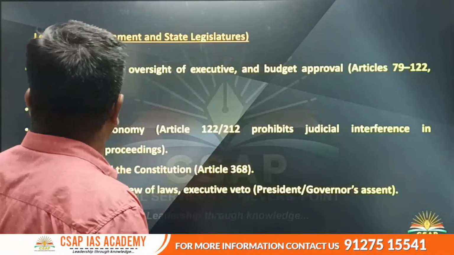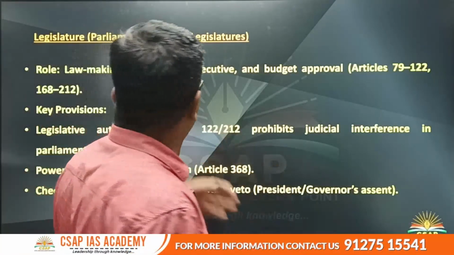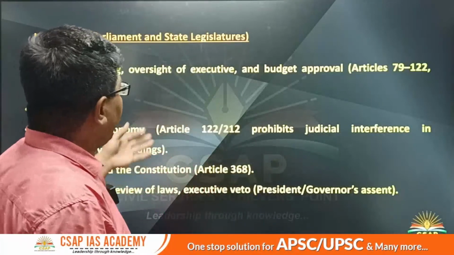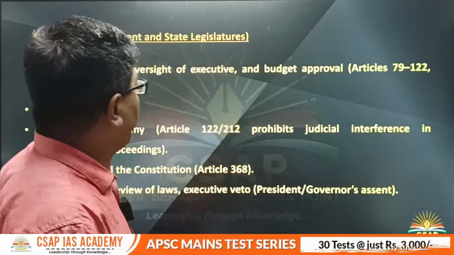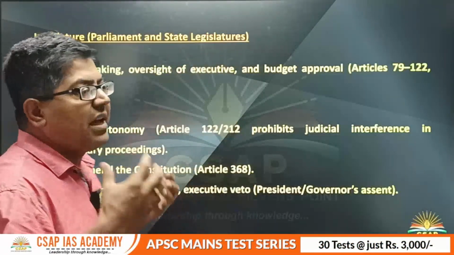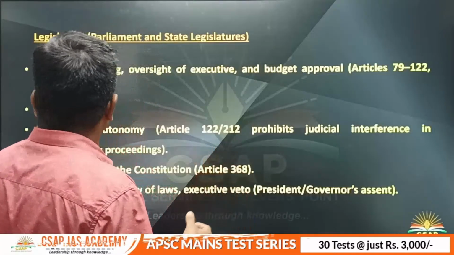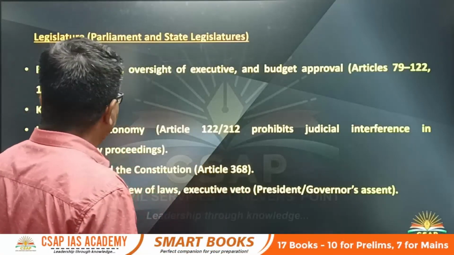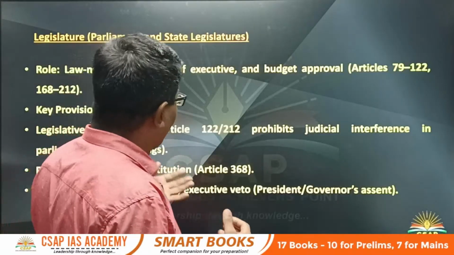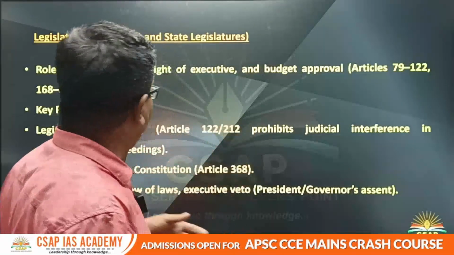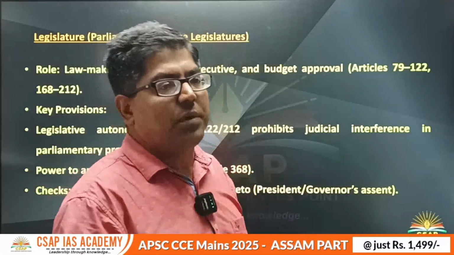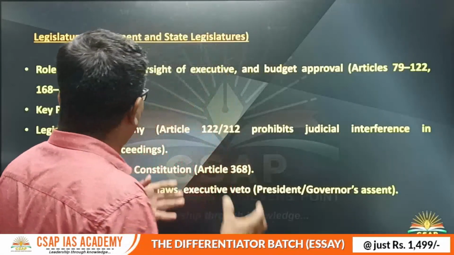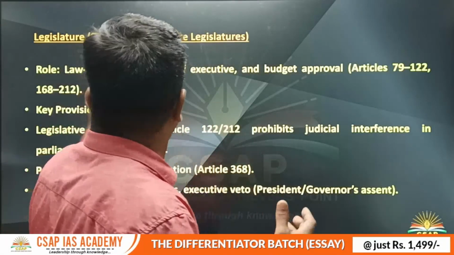For example, the legislature. What is the primary task or function of the legislature? Which is lawmaking, right? And therefore, oversight of the executive and budget approval. So these are the important tasks that the legislature basically performs. When we look at the key provisions, legislative autonomy basically prohibits judicial interference in parliamentary proceedings, so that the judiciary cannot unnecessarily intervene in the proceedings of the parliament. So that provision is there, which grants more autonomy to the legislature.